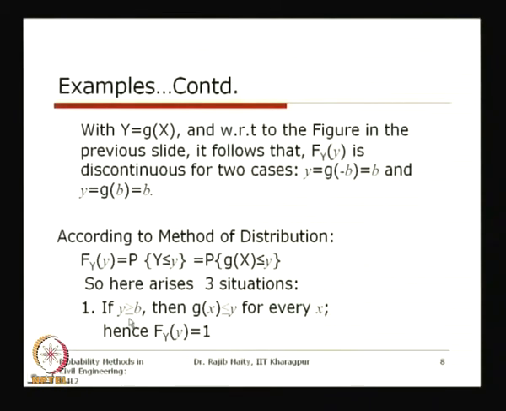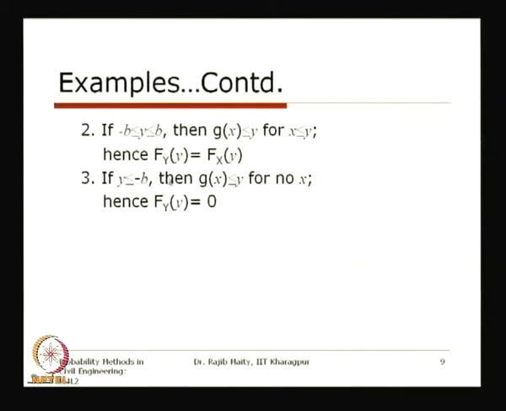Similarly, if I take y less than or equal to b, then g(x) is less than or equal to y for no x. That is why the value of the cumulative distribution function for this zone, that is y less than b, is equal to 0.